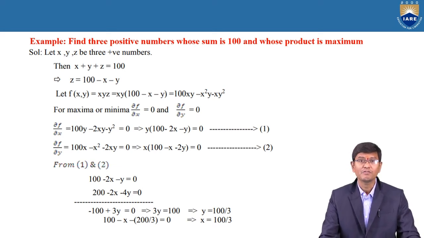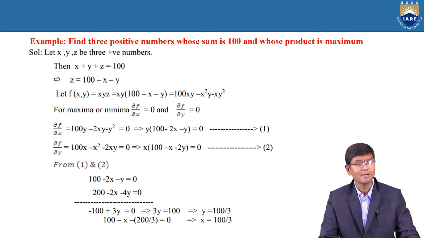For example, find three positive numbers whose sum is 100 and whose product is a maximum. That means that in this problem, we need to find the function whose value is a maximum. The three variables involved are x, y, z, which are three positive numbers whose sum is 100.